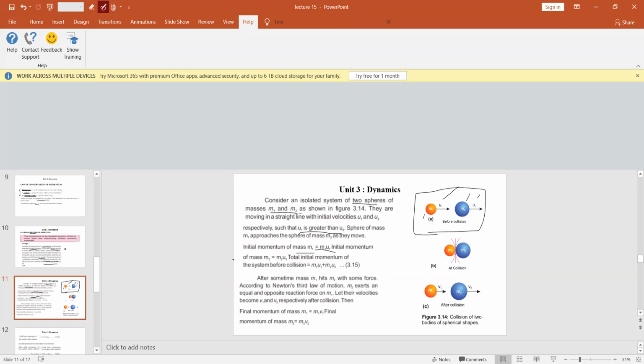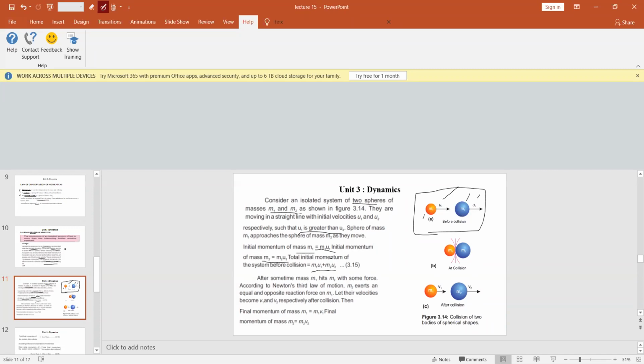And for the mass M2 it is M2U2. These are the two initial momenta for spheres M1 and M2. As we have only two bodies over here, we add them to get the total initial momentum. So the total initial momentum of the system before collision is M1U1 plus M2U2.